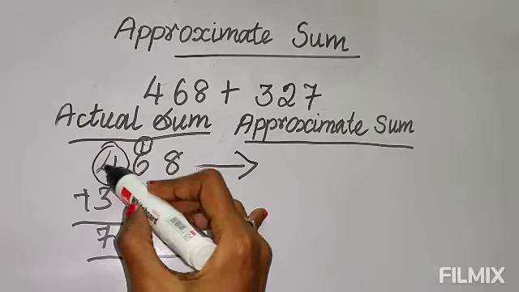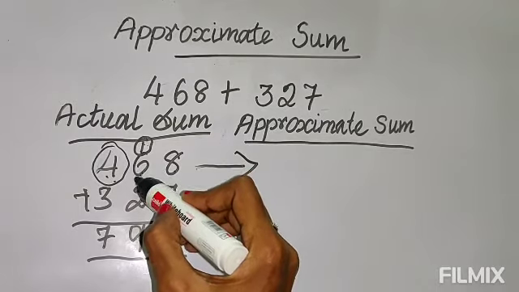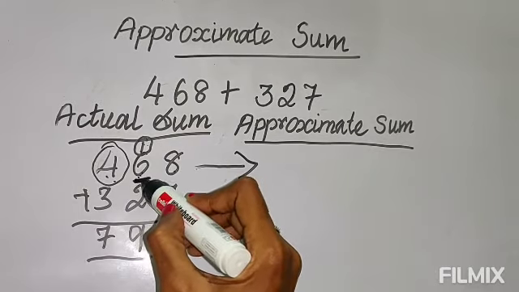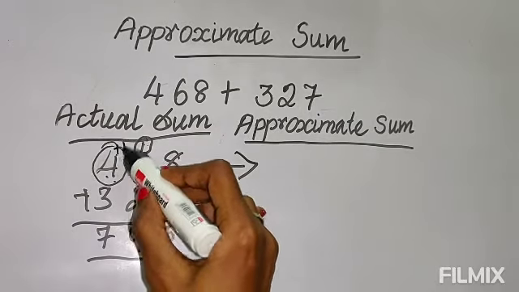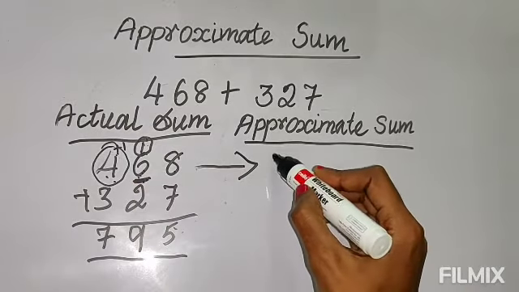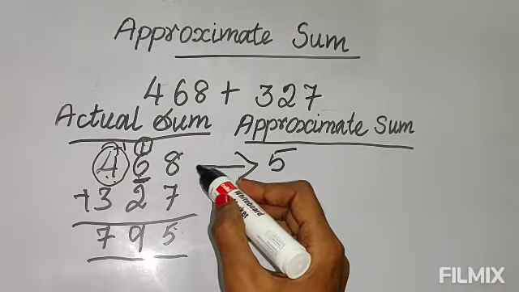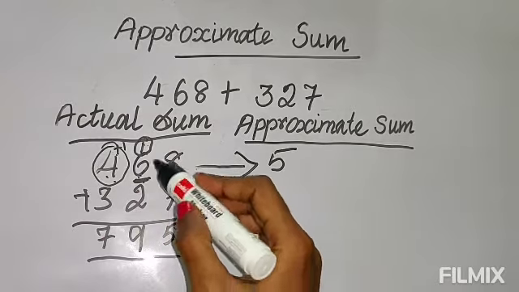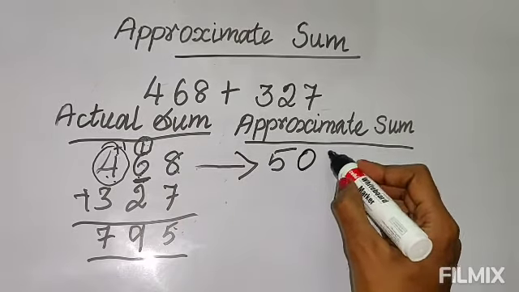4 is there, and we observe the right side number. When you observe the right side number, 6 is here. 6 is bigger than 5. Since it is bigger than 5, we will add 1 to the number we have circled. So 4 plus 1, 5. And all the other digits on the right side will become 0. Only the left side digits remain the same, but the right side digits become 0. There are 2 digits on the right side, so those 2 digits will become 0.